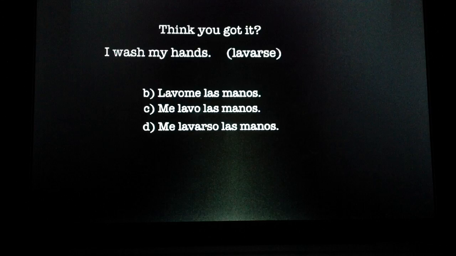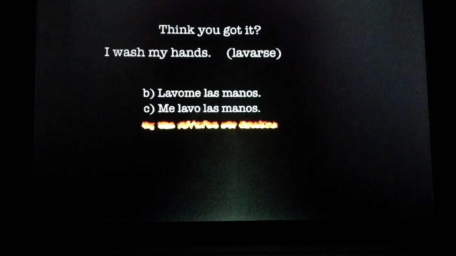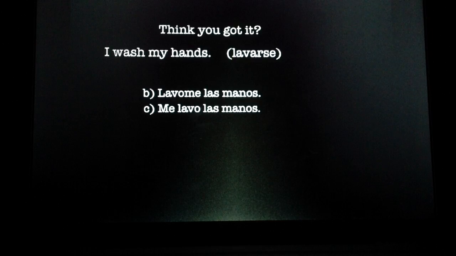So now we're left with either B or C. Lavome las manos or me lavo las manos. I have I wash as lavo. I have me both times. Well, if you looked at placement rule number 1, it must go in front of the conjugated verb. Look at B, lavome. I attached it to the conjugated verb. That does not exist. So C, me lavo las manos, is the correct answer for I wash my hands.